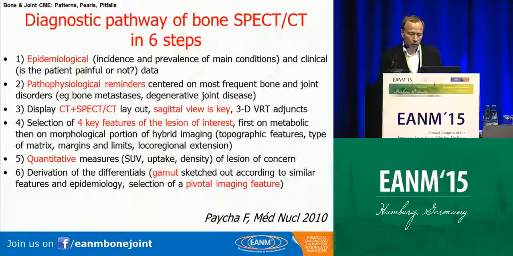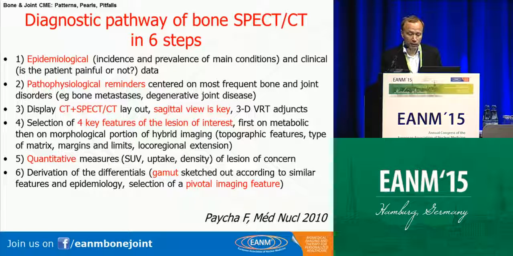First of all, let's keep in mind that there is a stereotypical diagnostic pathway for bone SPECT CT, roughly according to 6 steps. First, you must take into account some epidemiologic facts relating to the medical hypothesis you are raising from your images. Secondly, you must keep in mind some pathophysiological reminders centered on the most frequent bone and joint disorders. You must, from a technical point of view, display CT and SPECT CT layout.